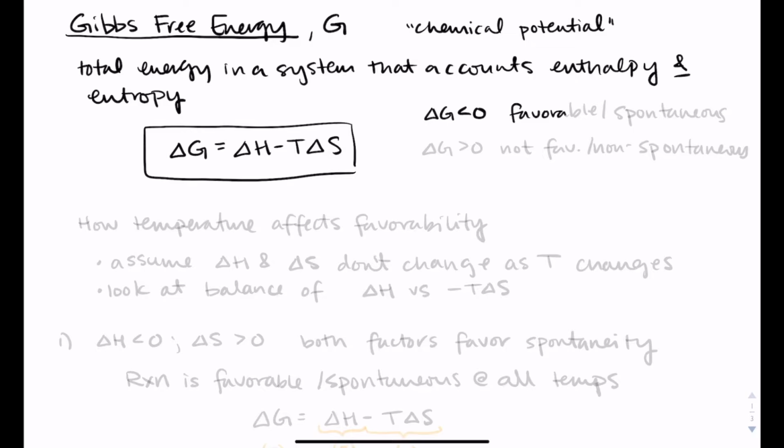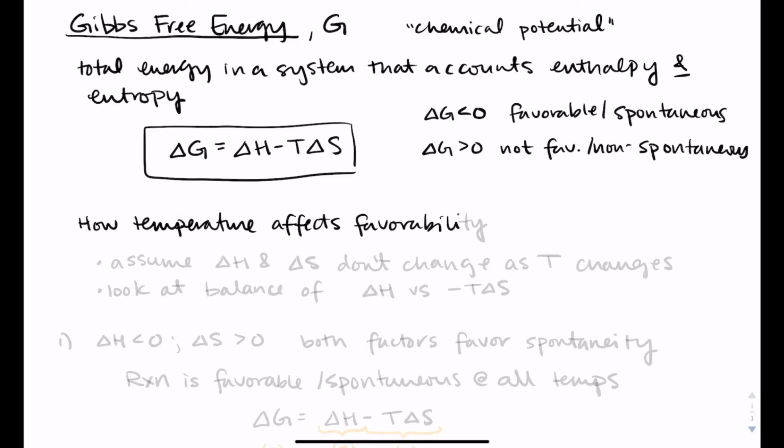So when we do this measure, if delta G is negative, this is what we would call thermodynamically favorable. If delta G is positive, this is what we would call not favorable or non-spontaneous. So temperature is something that goes in here without a delta. And the temperature can have a drastic effect on the favorability of a system.